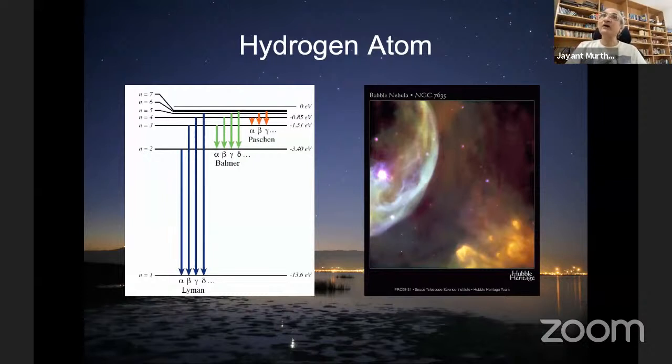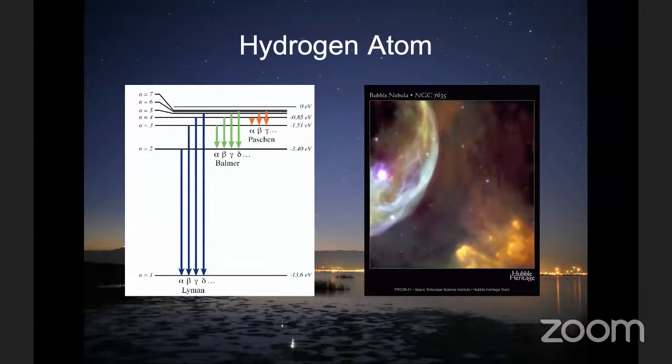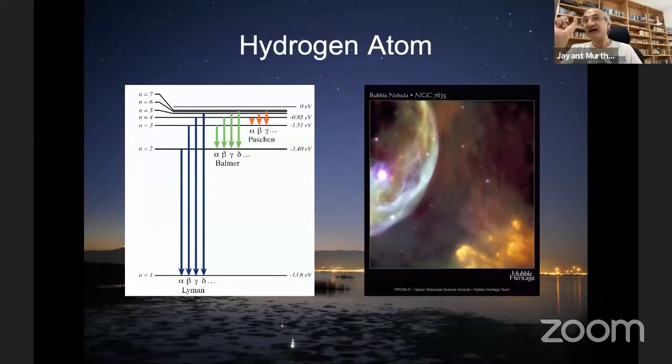All right, so now let me talk about how we observe the interstellar medium. When you look up at the sky, all you see are stars. There are a few diffuse areas which are bright, these nebulae. Here's one of them, the Bubble Nebula. And you get some reflection nebulae. If you look at the Pleiades, you'll see the reflection nebulosity. So you'll get these diffuse areas also. But by and large, the interstellar medium is dark. So how do we observe it?